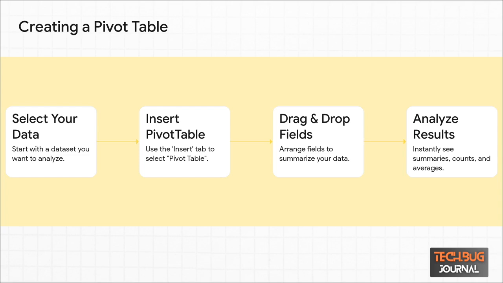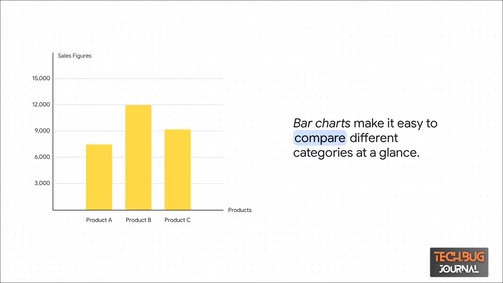Want to see sales by region? Drag sales, drag region. Done. What about by salesperson? Just swap out region for salesperson. It's like an interactive Lego set for your data. And once you have those amazing summaries from your pivot table, you can bring them to life with a chart.